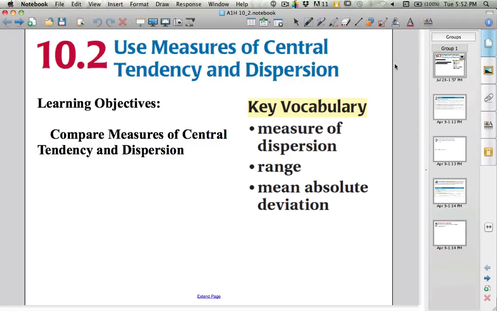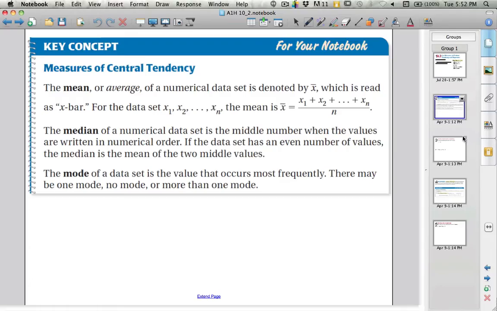In section 10.2, we're going to be looking at the uses of measurements of central tendency and measurements of dispersion. When we talk about measurements of dispersion, we're talking about how spread out the data is. The range is a matter of looking at over what range of numbers the data exists. So what's the lowest number? What's the highest number? And we talk about mean absolute deviation. We're talking about how different each individual measurement is from the average. That's kind of what we're looking at with those items.